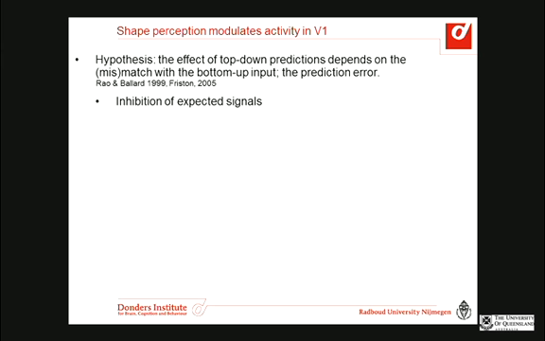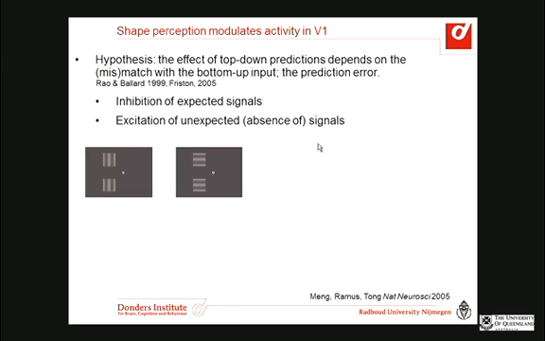Based on this, you would expect that expected signals would be inhibited. So a signal in V1 that is expected based on the shape prediction would be inhibited, and an unexpected signal in V1 would be excited by a top-down prediction that does not match it, and the same would go for an unexpected absence of a signal in V1, for example. So there are some hints out there that something like this may be happening.